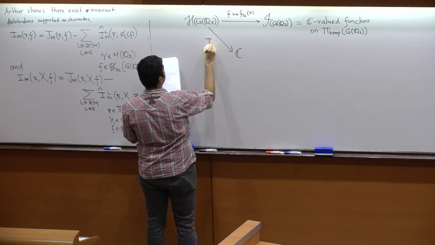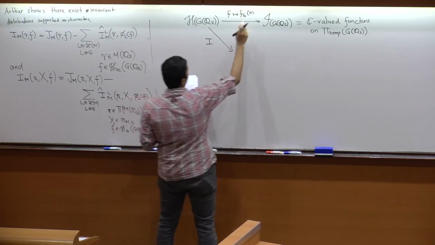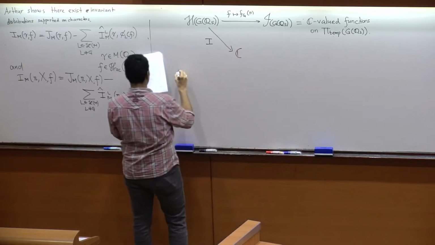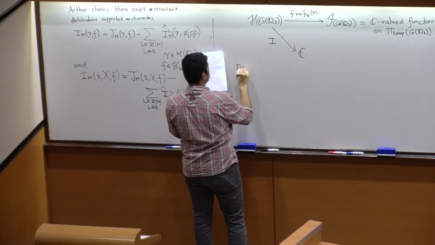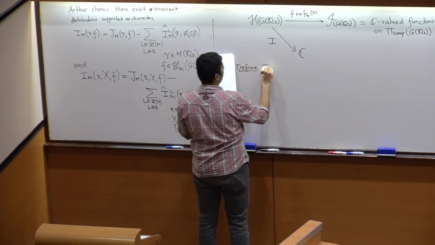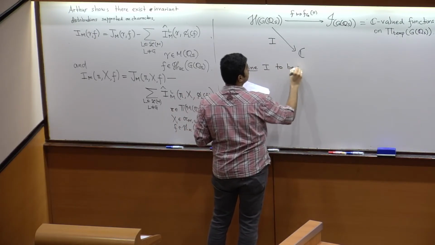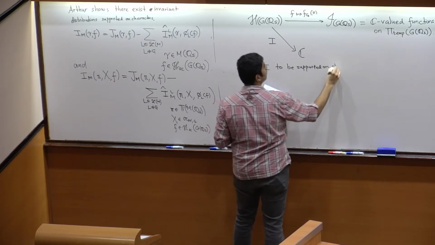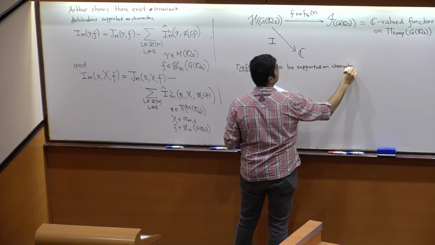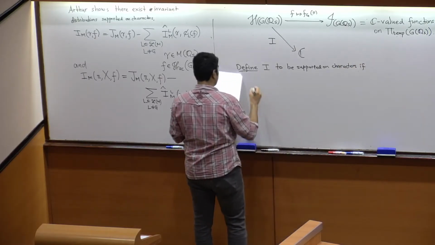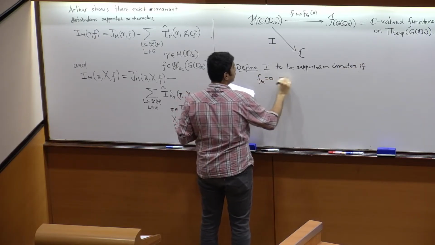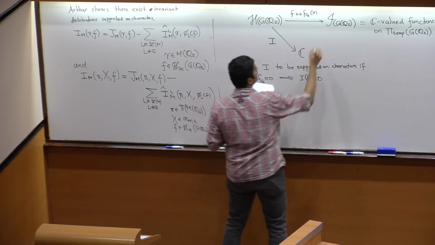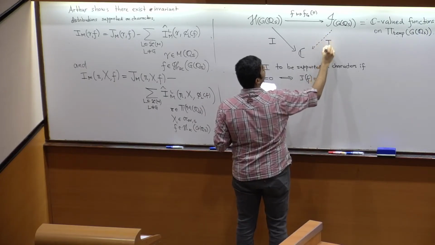And if you have a distribution I, if Fg is 0, then I of f has to be 0. So what I'm saying is define I to be supported on characters if Fg equals 0 implies I of f is 0. So if this happens, then you get a natural map here denoted by I hat.